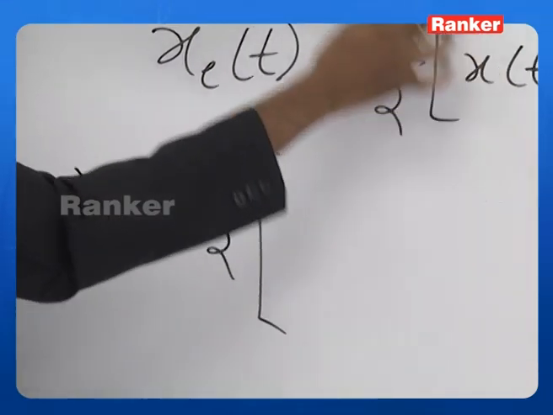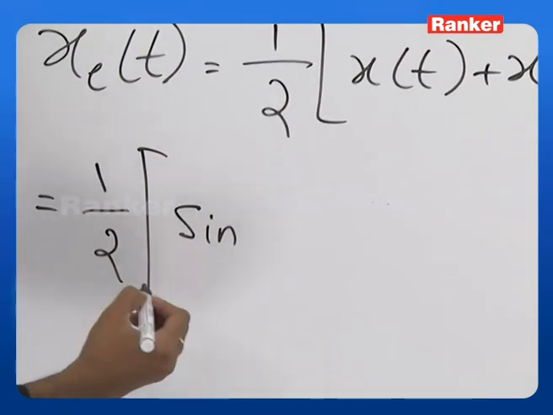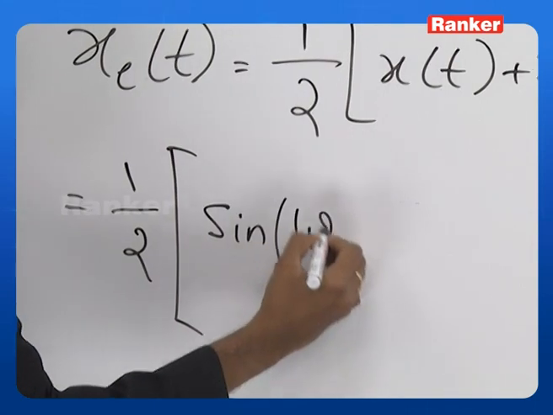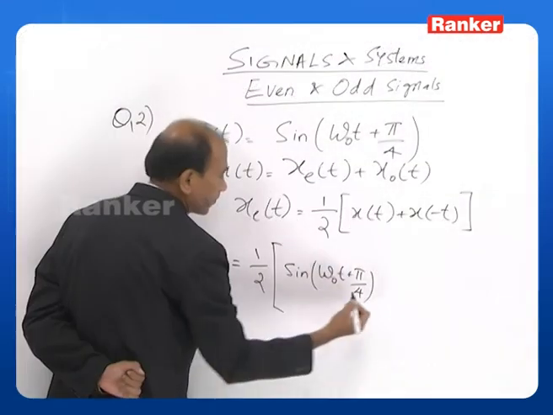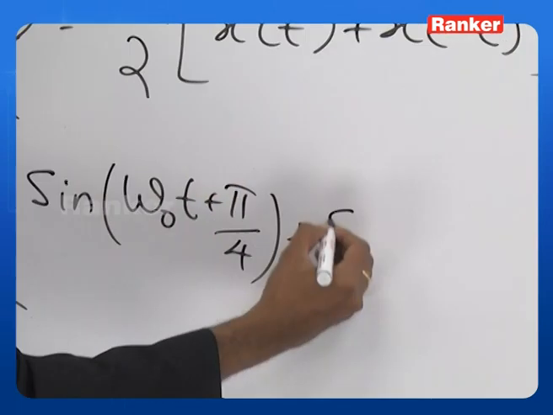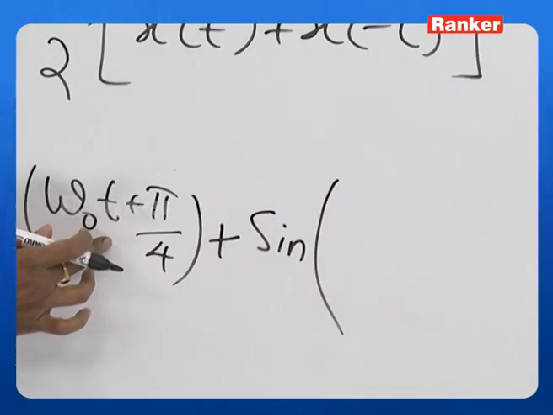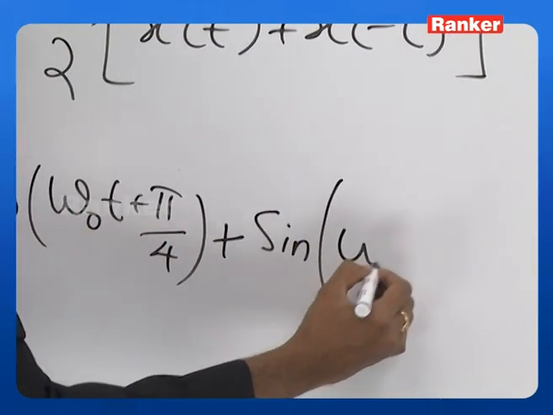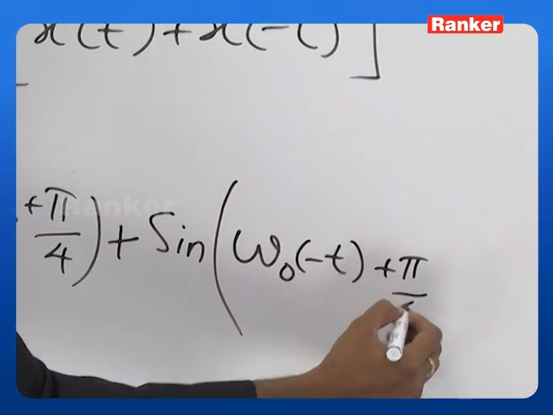Now, x of t, replace it with the sine function. So, this will become sine of omega naught t plus pi by 4. Okay. Then comes this, where I have to convert t into minus t. So, this will become omega naught of minus t plus pi by 4.